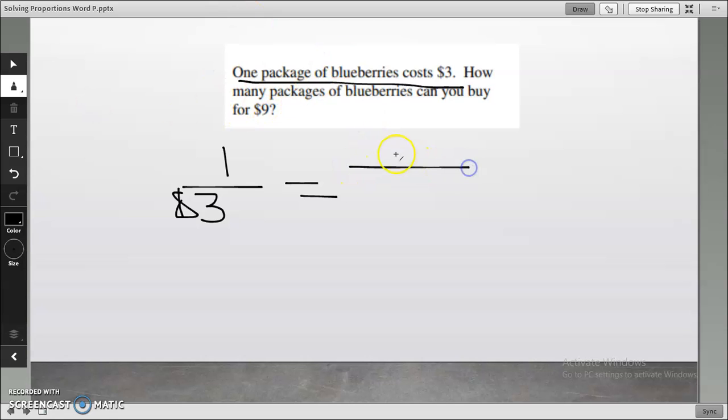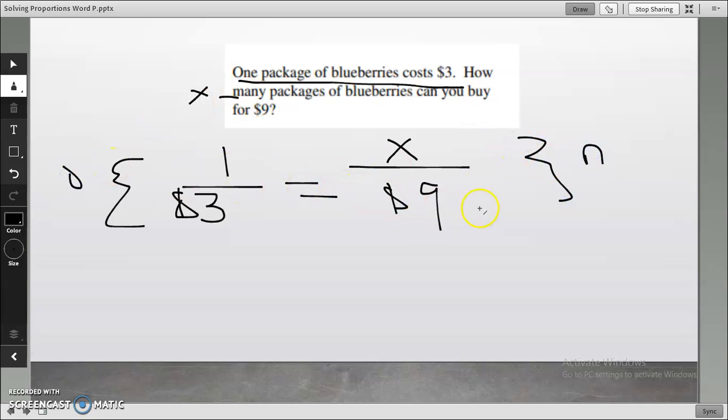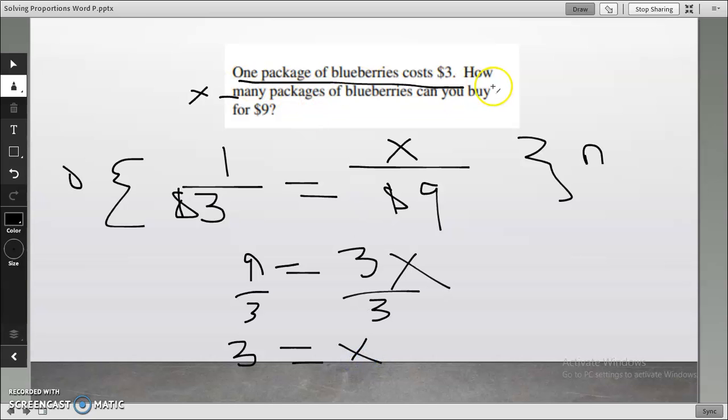So how many packages? I'm looking for how many. So that's going to be my x. So x is how many packages. Defining my variable. And $9 is my amount that I'm paying. So notice the amounts that I'm paying are right across from each other. The number of packages are right across from each other. This is the original. This is the new, all together, right? So everything has to be together. So I have 9 times 1, which is 9, equals 3 times x, which is 3x. So divide by 3. So 3 equals x. What does x represent? How many packages you can buy. So I can buy 3 packages with $9.